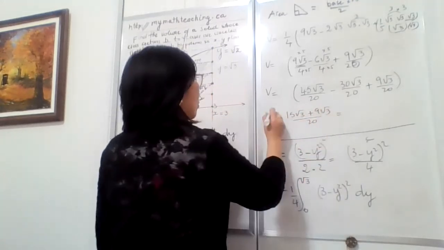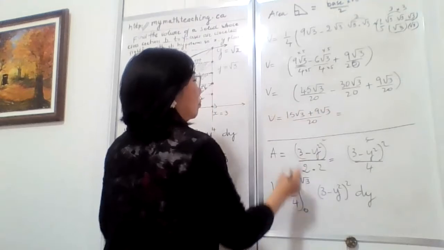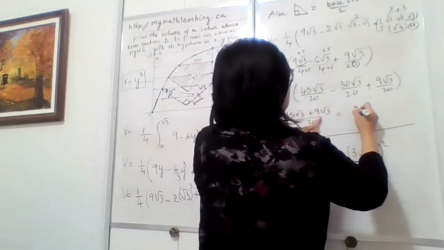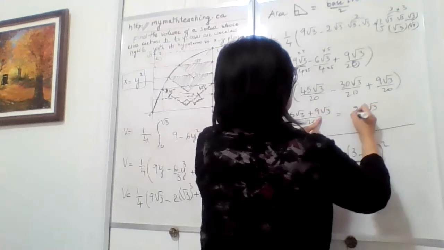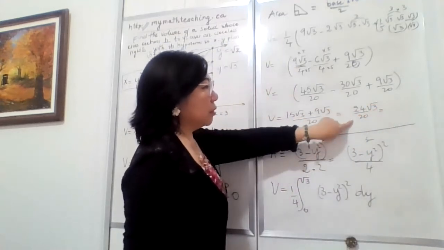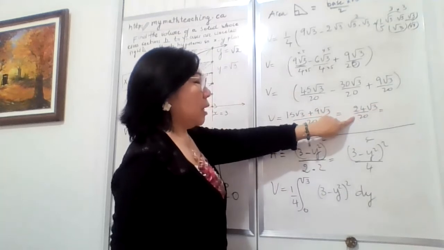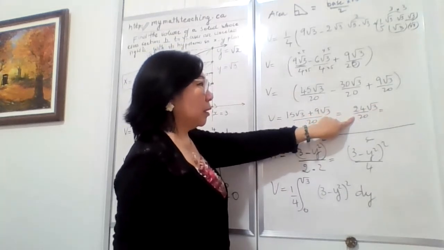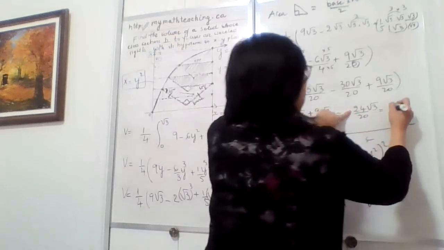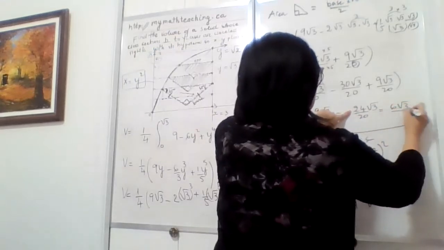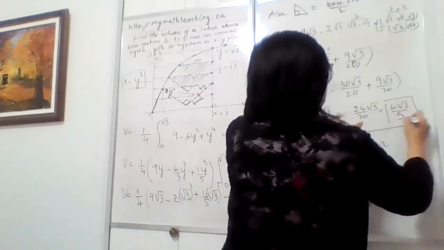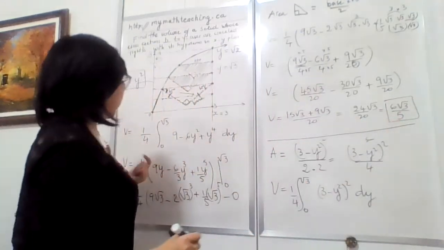So volume equals 15 square root 3 plus 9 will be 24 square root 3 divided by 20. Reduce the fraction, divide by 4. We got 6 on the top, square root 3, and the bottom divided by 4, we get 5. So that is the answer of our volume.